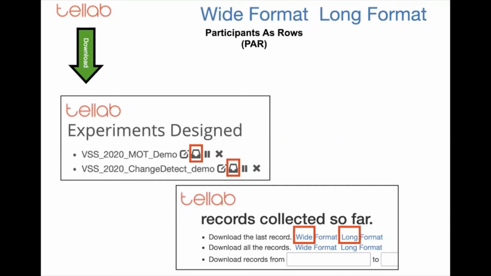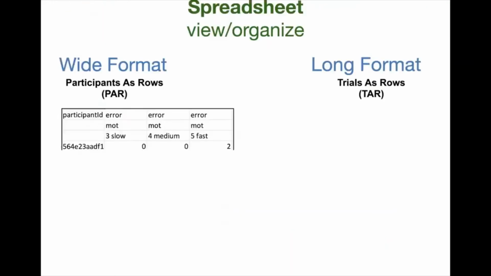So wide format is participants as rows, or PAR format. Each row is a participant's data and each column is a trial. Long format, what TELLab calls long format, is trials as rows, or TAR format, where every row is a trial. So here we have a very simple wide format for the experiment that we were just looking at with Justin. The MOT experiment that has 3 trials. First trial has 3 dots moving slowly, second one has 4 dots moving at medium speed, and the third one has 5 dots moving fast.